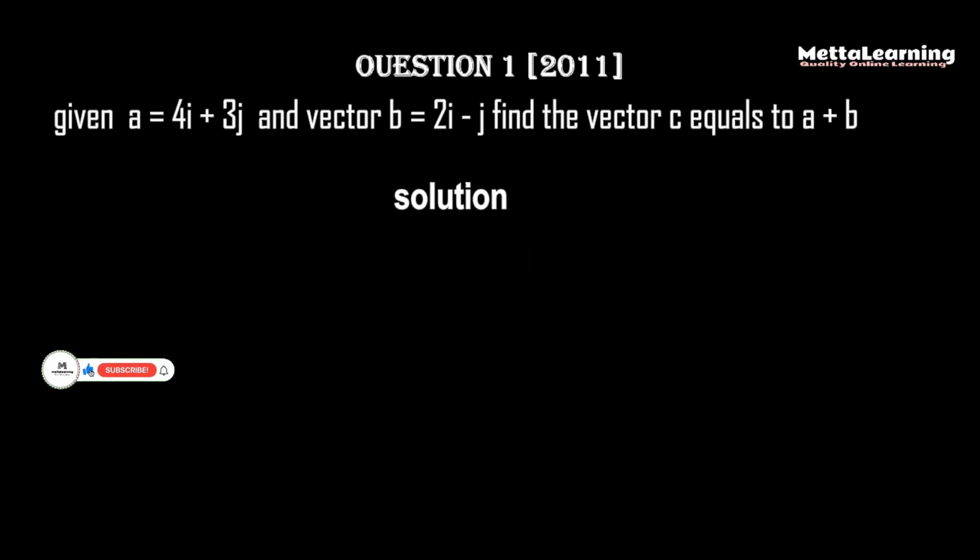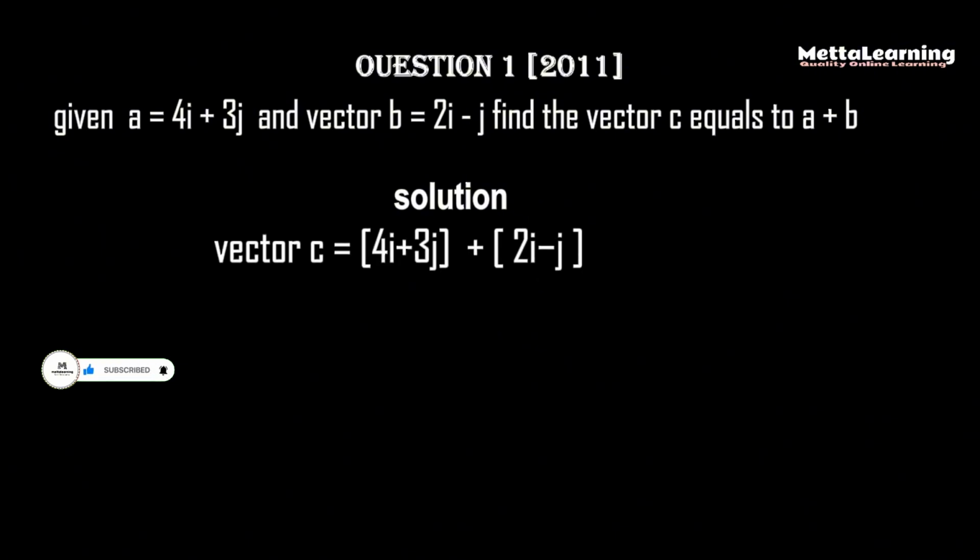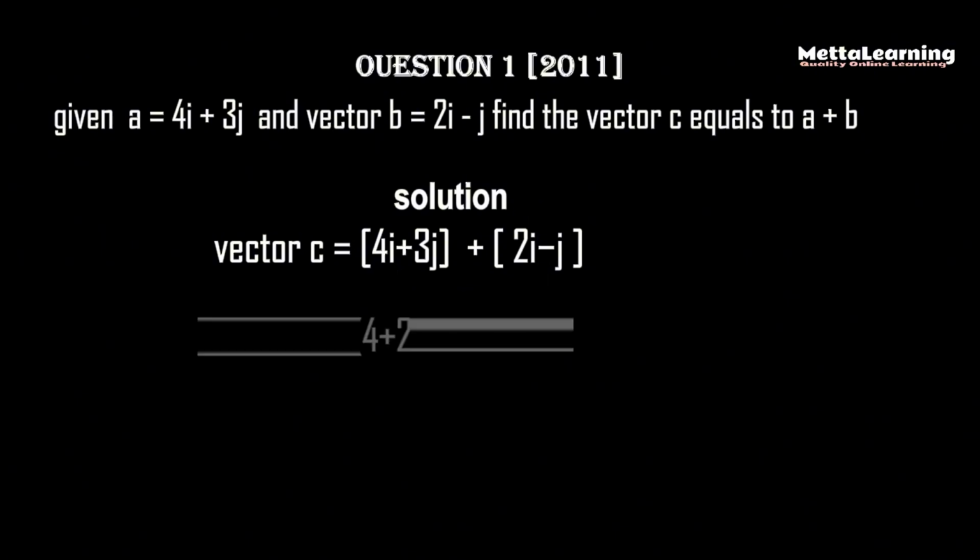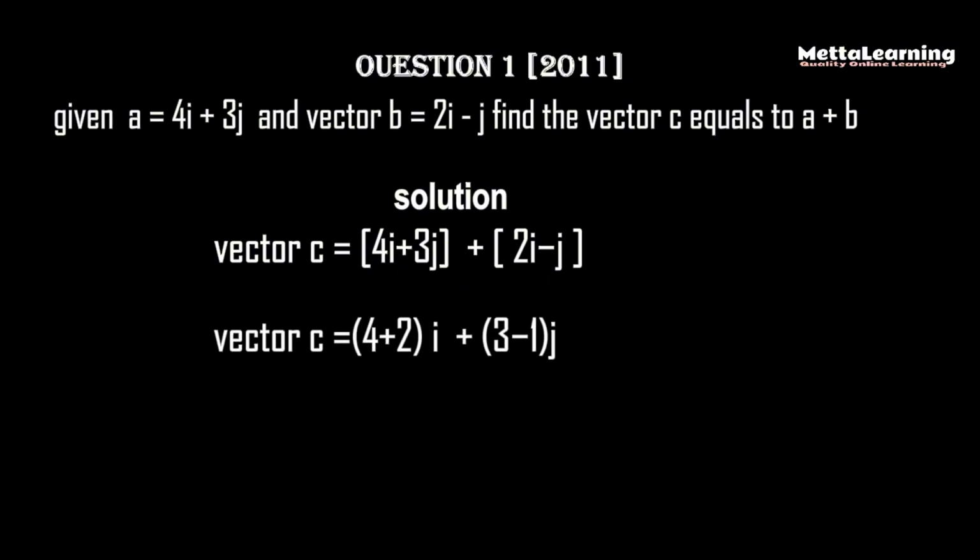Take, for example, we have i and j. Since we'll be adding them together, vector C equals (4i plus 3j) plus (2i minus j). As I said, we add the numbers in respect of their elements, so we'll be adding i's together and j's together. We'll have 4 plus 2, then plus (3 minus 1). Ordinary j simply means 1. Therefore, vector C equals A plus B will be 6i plus 2j as our final answer.